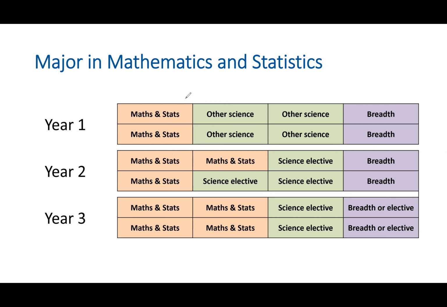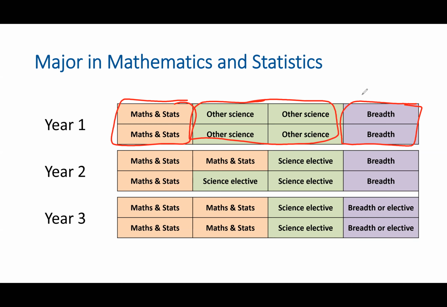So as you can see, in first year, you take typically 2 maths and stats subjects. You also take some other science subjects. So these might be computing, biology, physics, geology, and you take some breadth subjects. So breadth at Melbourne University means subjects from a different faculty. So these breadth subjects have to be non-science subjects. For instance, they could be a language or history or commerce. There's a whole range of different options for breadth. Okay, so that's first year.